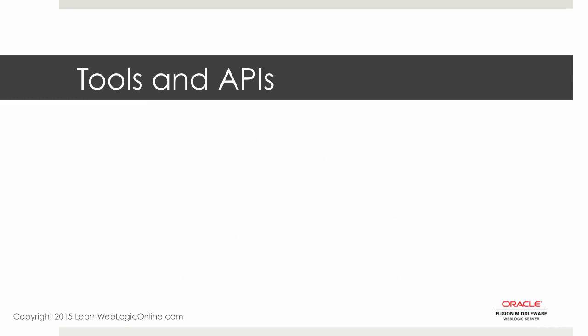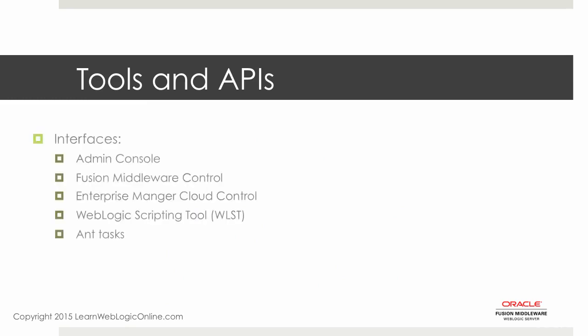So WebLogic comes with a variety of tools and APIs that you can use to interface with your domain. The most prominent one and the most commonly used one is going to be the admin console, and that's a web application that we'll log into later on in this lab. And from the admin console, you can create resources, manage resources, monitoring, perform diagnostics. It is the main tool in your toolbox for administering WebLogic.